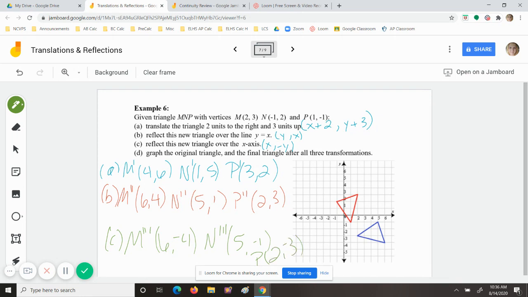Okay. Notice that I graphed the original in red, and then your final image for part C after you've done all of those in blue. And again, notice that the size of this picture has not changed. The size of the triangle did not change. Both translations and reflections preserve the size of the original. They do not change the size.